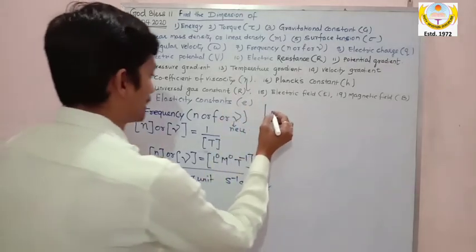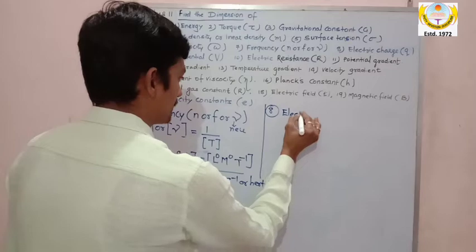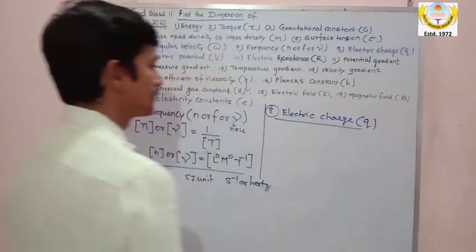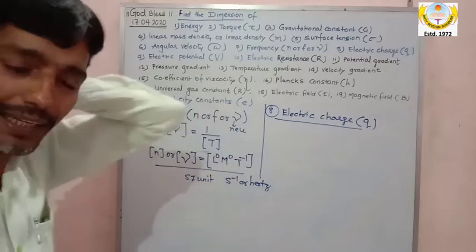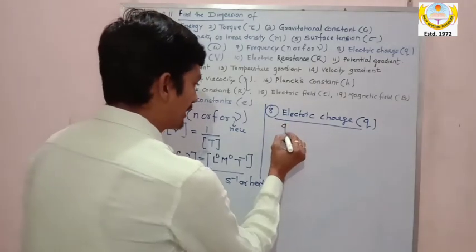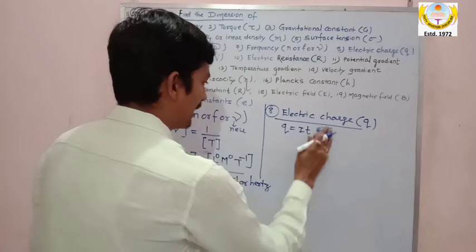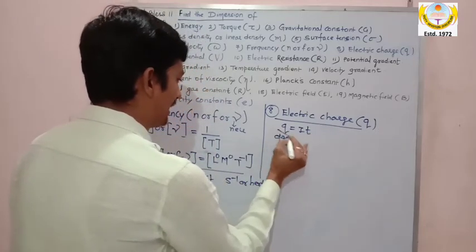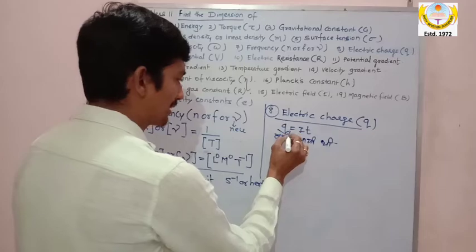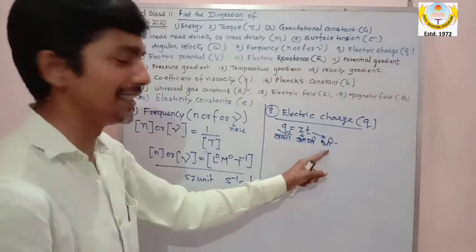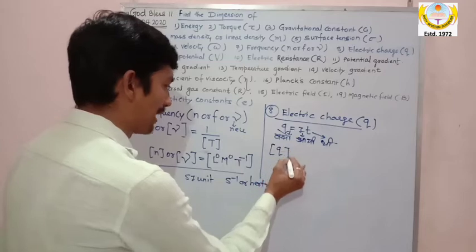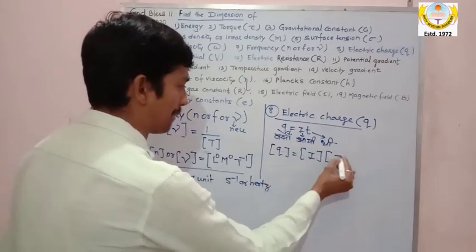Now let's go to the next one, the dimension of electric charge. Electric charge is denoted by Q. My dear, in class 10th, you all know that Q is equal to IT. That is the formula: Q is equal to I times T. So nice. So what is the dimension of electric charge? The dimension of electric charge is nothing but the dimension of current multiplied by the dimension of time.